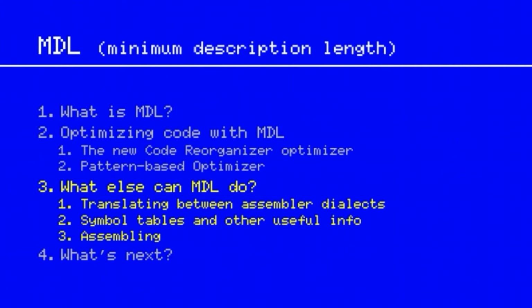So I added them to MDL, and maybe they can be useful for some of the people working on z80 projects. Okay, so I'm going to show you some of them. The first is how to translate assembler from a given dialect to some more basic form of assembler.